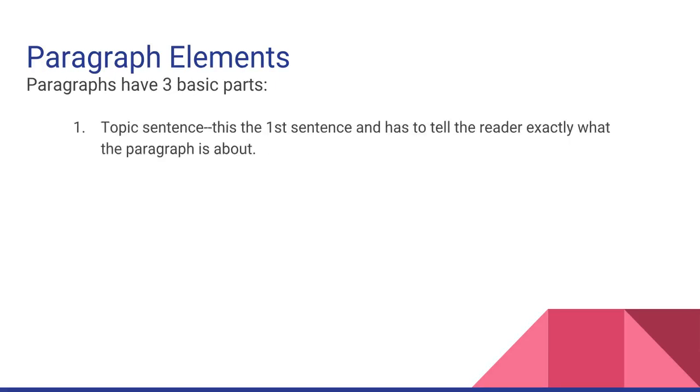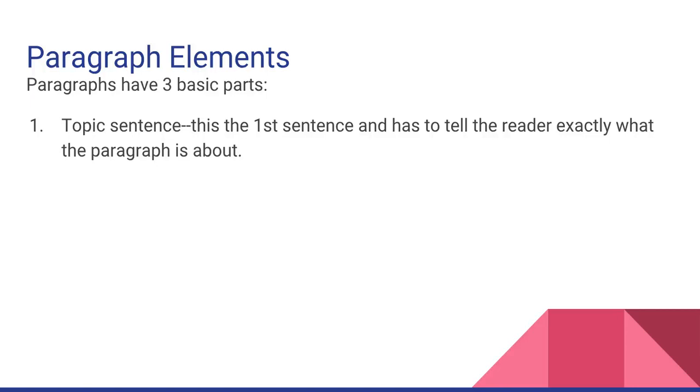Now we need to know about paragraph elements. Paragraphs have 3 basic parts. The first is a topic sentence. This is the first sentence, and it has to tell the reader exactly what the paragraph is about, hence the name, topic sentence. It names the topic of the paragraph. Because we are being good writers in the 8th grade, we are not going to say this paragraph is about. Instead, we're going to give a more direct topic sentence, like writing good paragraphs starts with knowing your sentences.